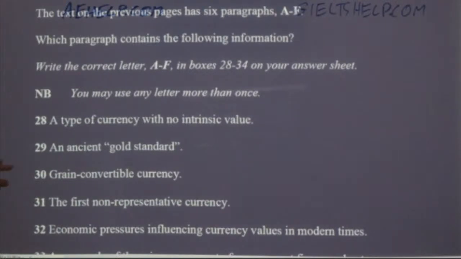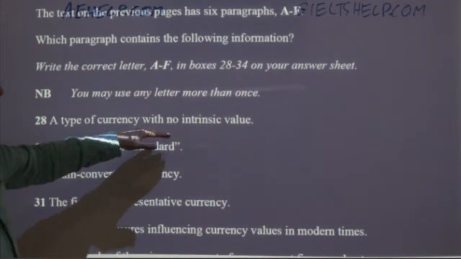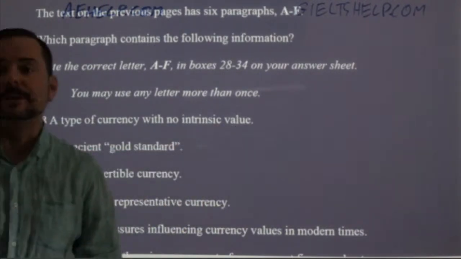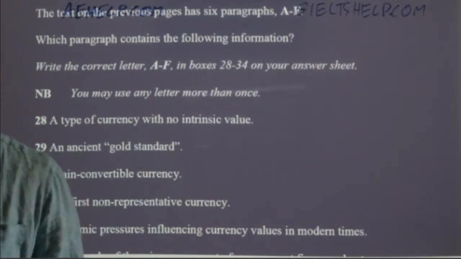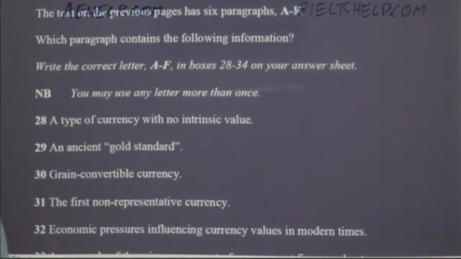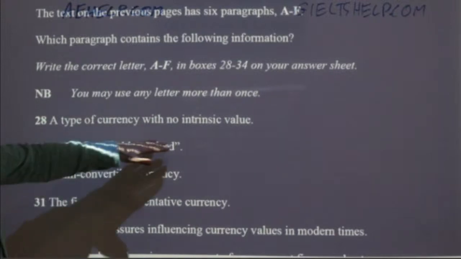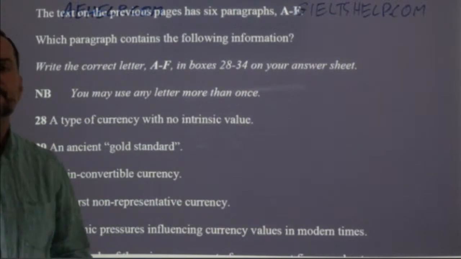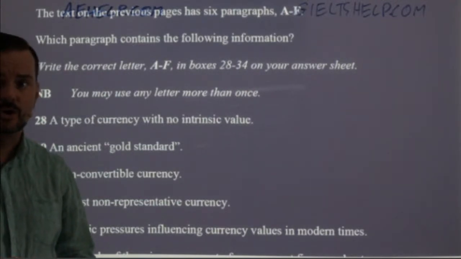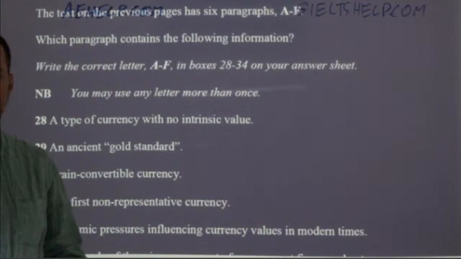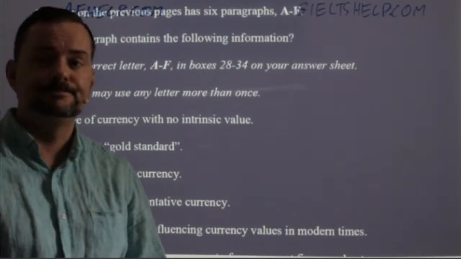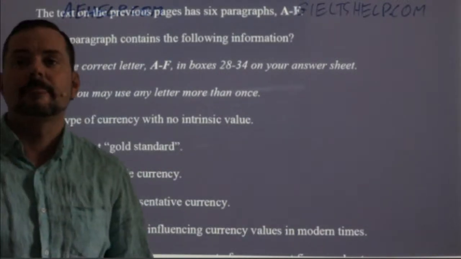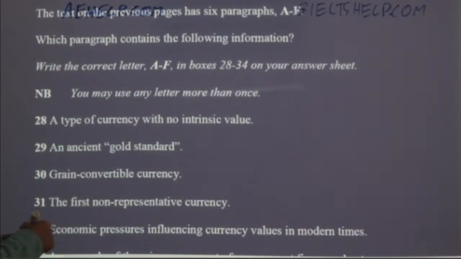Good. So let's look at this first one. A type of currency with no intrinsic value. Paraphrase that for me in a simple way, as Devansh says, simplify it. So a type of currency with no intrinsic value. Express that in your own words. What's another way to say this simple sentence? Okay, let's see what you come up with. I'll do the same. Okay?